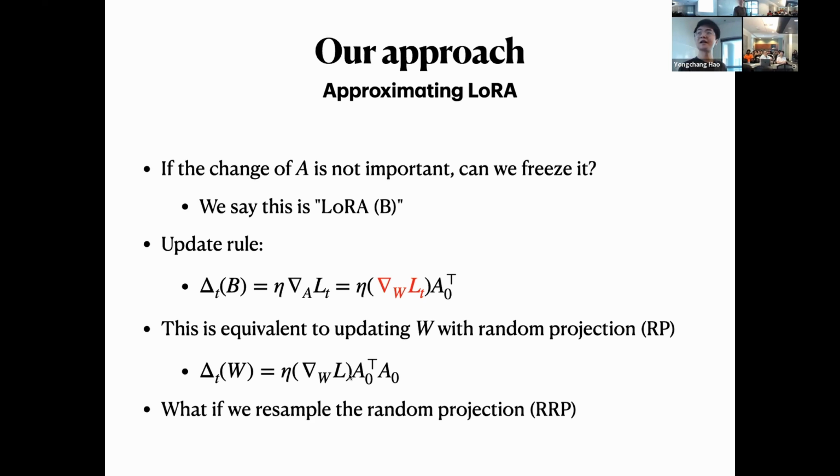Another question is, can we resample this A0 to alleviate the low rank bottleneck? Because if you always apply the same A0, the whole thing will always be low rank, no matter how far you go or how many steps you train. But what if we change this A0 at different steps? That may potentially alleviate the low rank constraint.